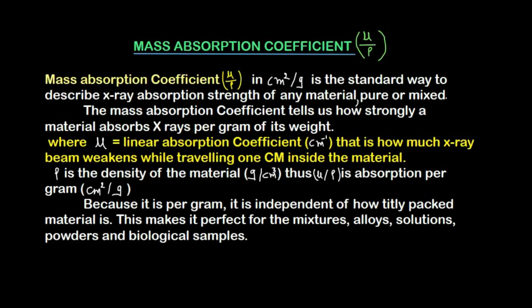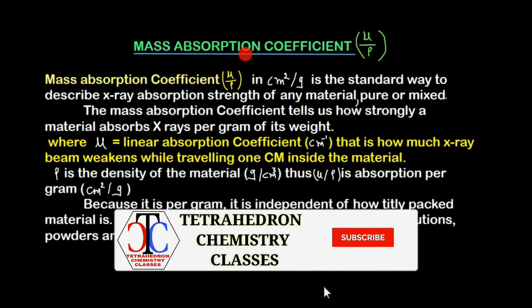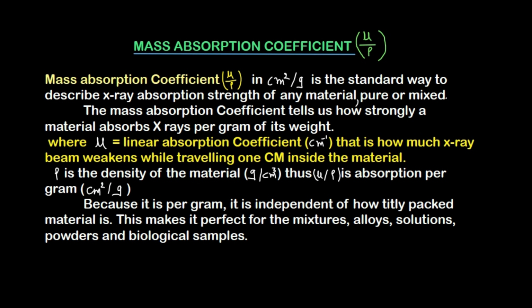In today's class, I am going to discuss very important numericals based on the mass absorption coefficient, which we generally use in X-ray crystallography, right? The symbol for the mass absorption coefficient, or the mass extinction coefficient, is mu over rho, and sometimes it is also written as mu with subscript m, right? So what is this actually?